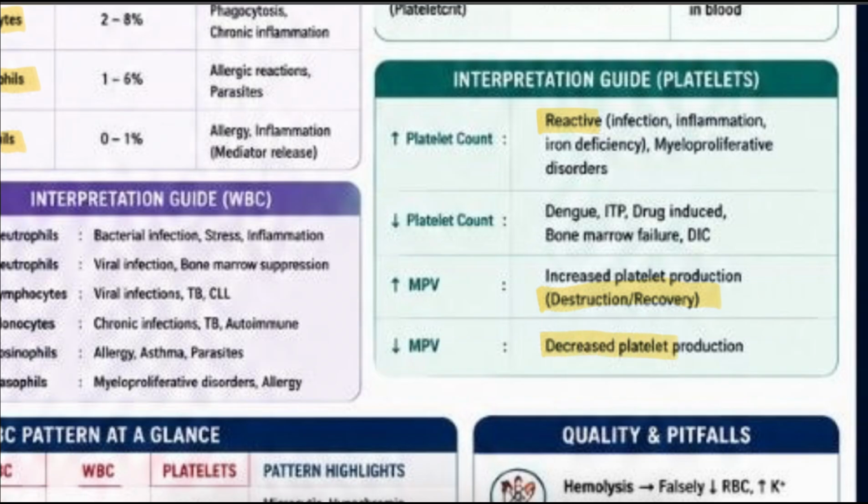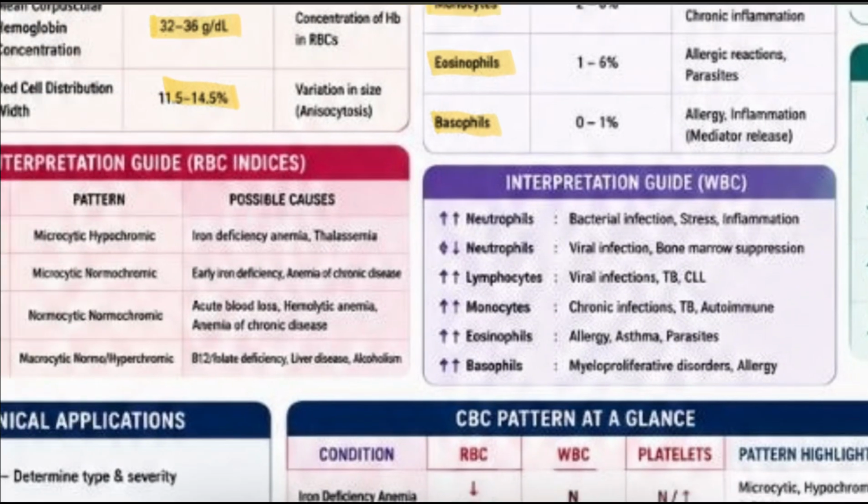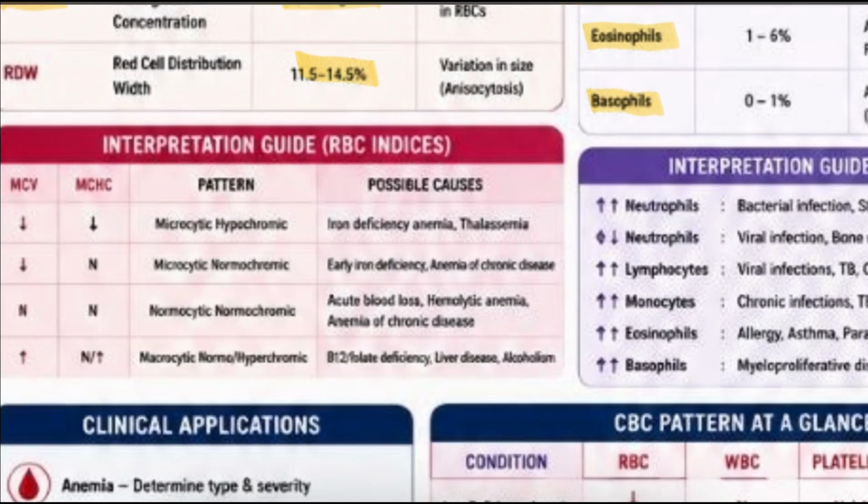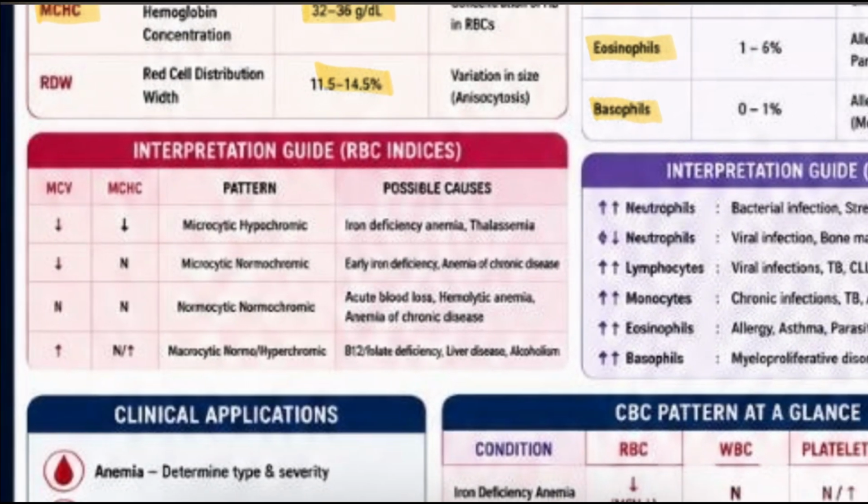Next, reduced MPV means it's related to decreased platelet production. Okay, so these are the things. Next, here you can see the MCV and MCHC interpretation.